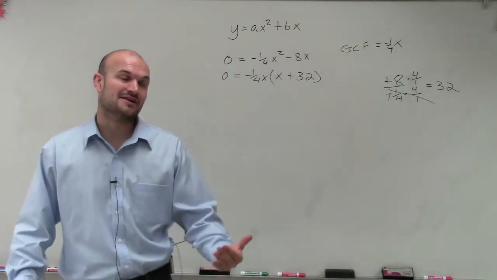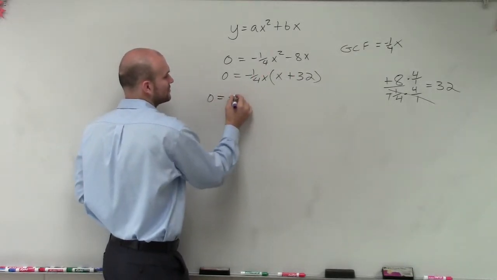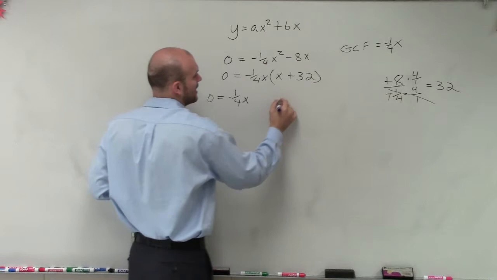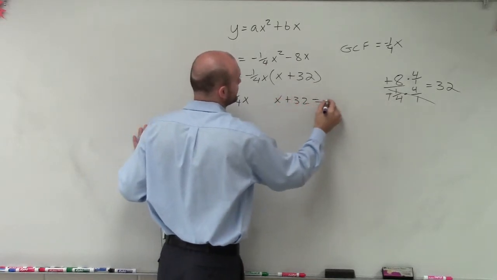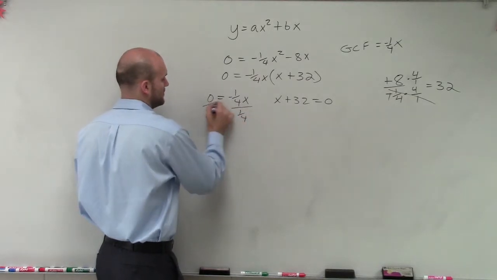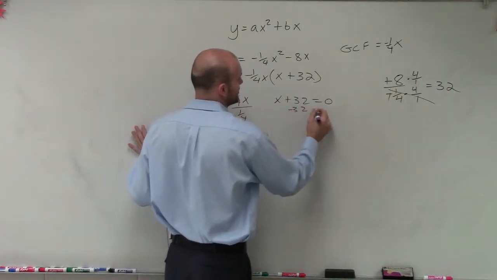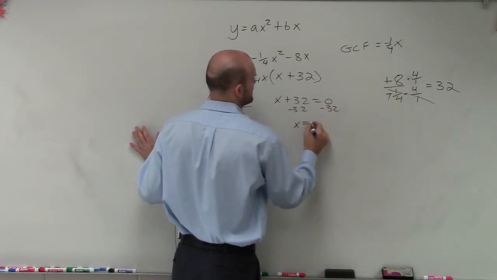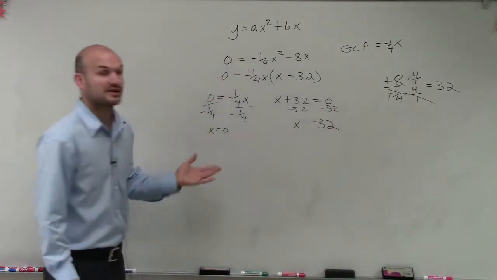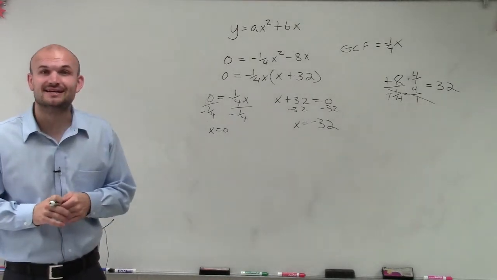Now that I have it in factored form, I set both of my factors equal to 0. So -1/4 x equals 0, and then x plus 32 equals 0. Now I solve for x, so I divide by -1/4. x equals 0. Here I subtract 32, and x equals -32. So there you go, ladies and gentlemen. That's how you solve this quadratic when set equal to 0. Thanks.